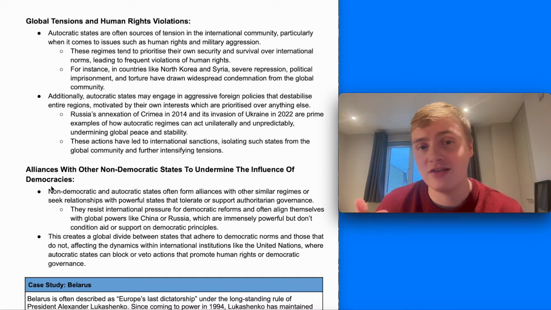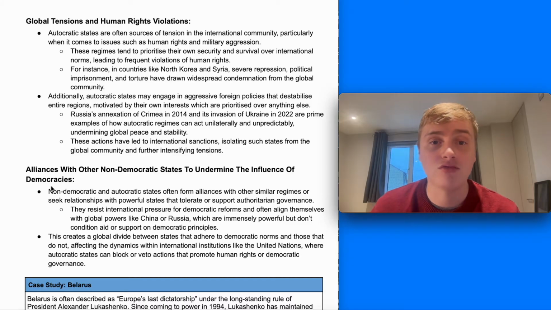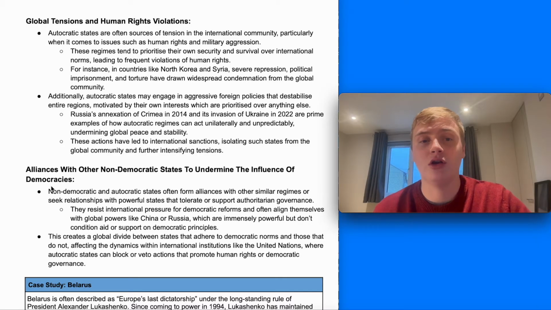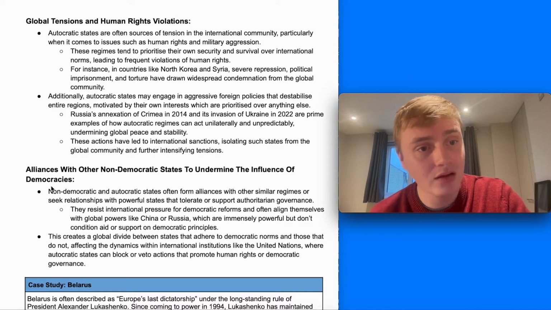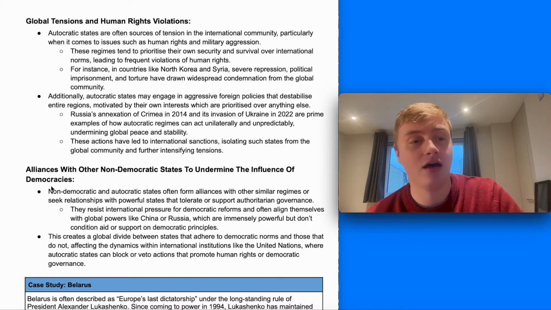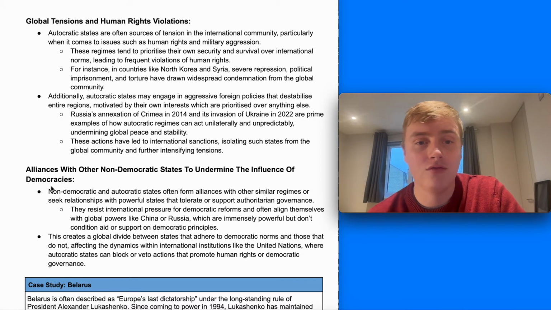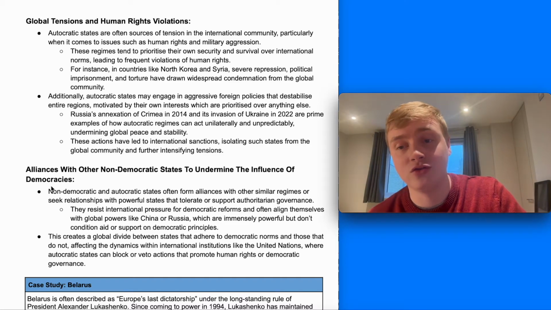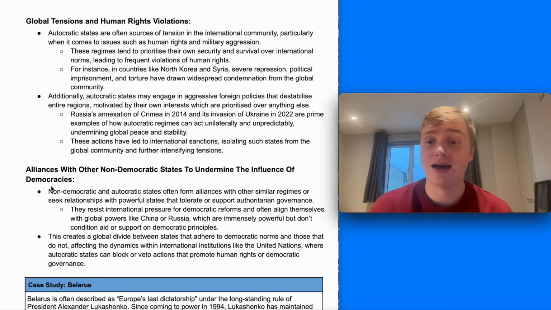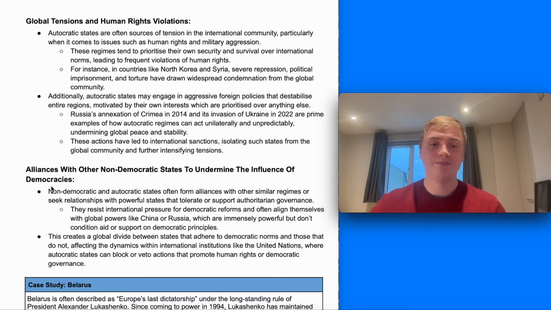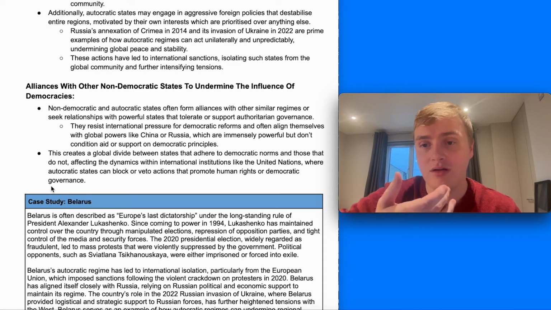For example, in North Korea and Syria, there's been severe repression and political imprisonment, which have drawn widespread condemnation from the global community. You also look at countries such as Iran and Russia asserting themselves militarily as well. These can really destabilize entire regions, as seen by Russia's invasion of Ukraine and annexation of Crimea, and you can also point to a number of other examples, for example, Iran's intervention in Syria, which really furthered and fueled the civil war.